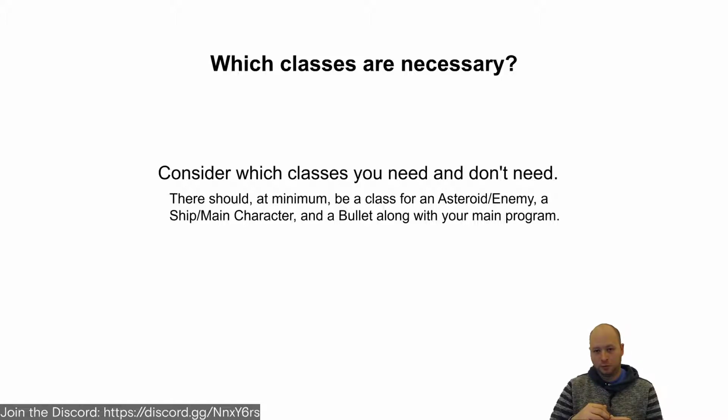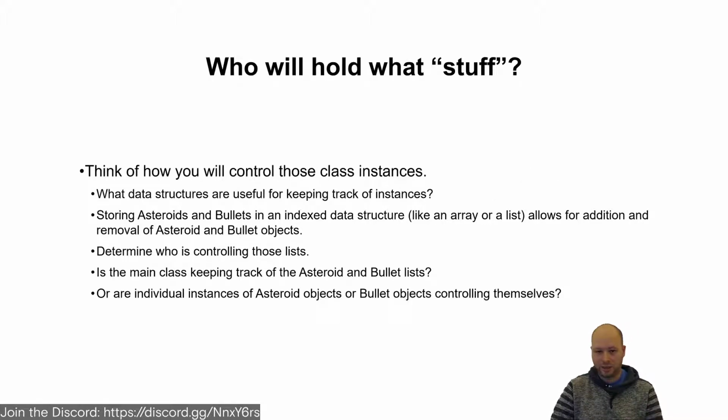So what classes are necessary? What do you need, and what do you not need? In the asteroids project, at minimum, you do need an asteroid or enemy, a main ship character, and a bullet. Those are pretty clearly necessary. They're going to be objects, and you're going to have a class for them.